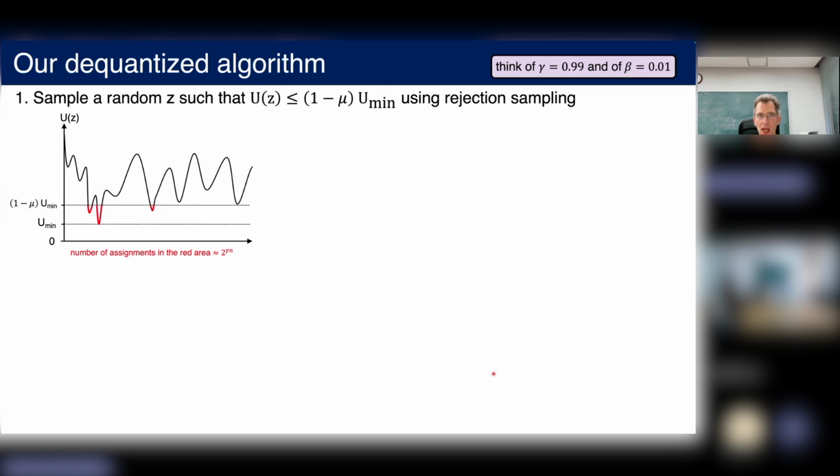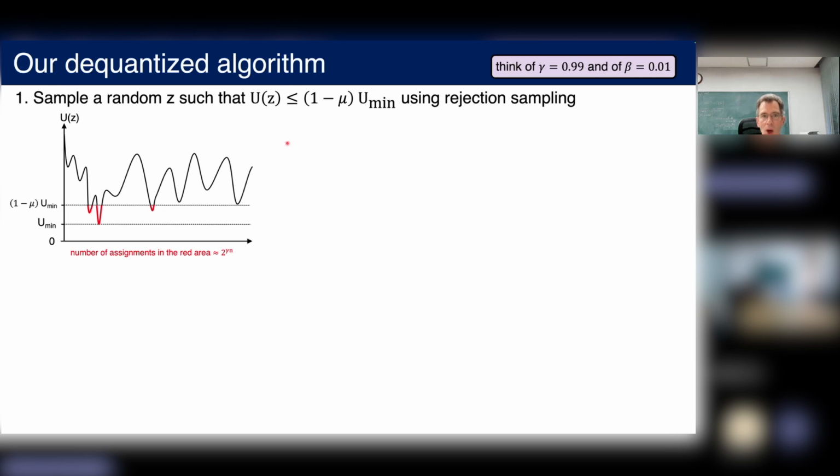The first thing is you want to find a random assignment Z which has value smaller than the first threshold. So one of the assignments in red here. And you will do it simply using rejection sampling, which is probably the simplest algorithm that you can imagine. You sample a random assignment, you compute U of Z. If it satisfies this inequality, you stop. If not, you take another sample Z, and you repeat until you find one Z satisfying this condition. Purely sampling, it's called rejection sampling.